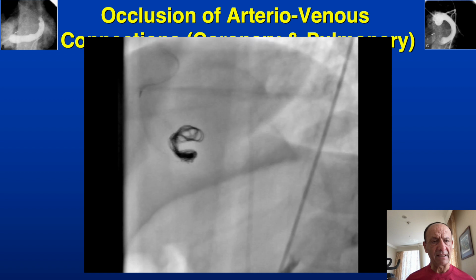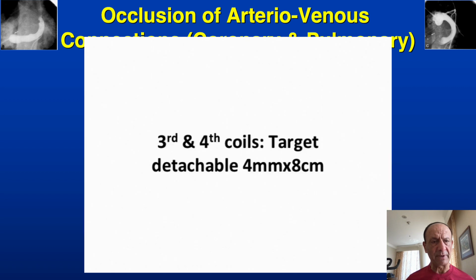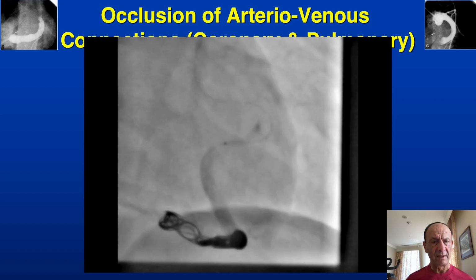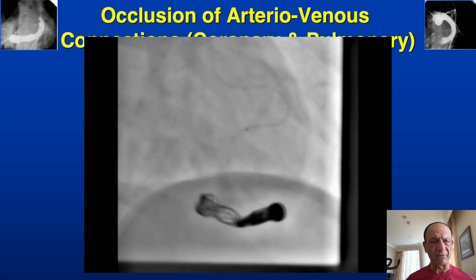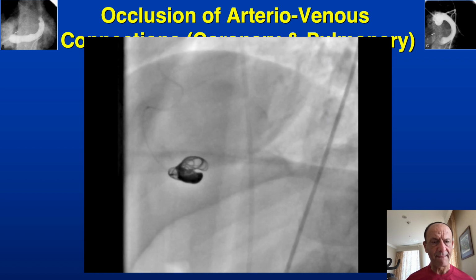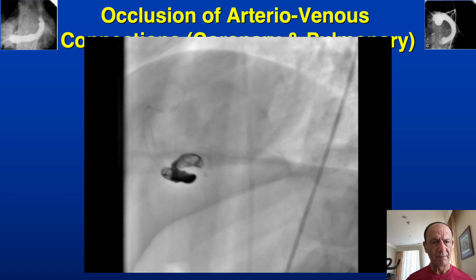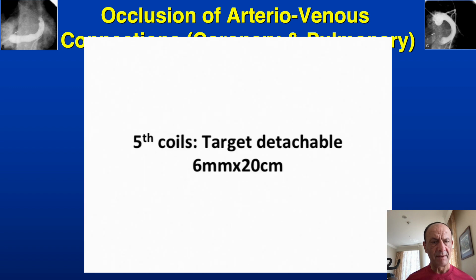The videos are playing for you, showing you the deployment of all these third and fourth coils, 4 mm by 8 cm. You can see angio, there's still some flow. Then the fifth coil was 6 mm by 20 cm.